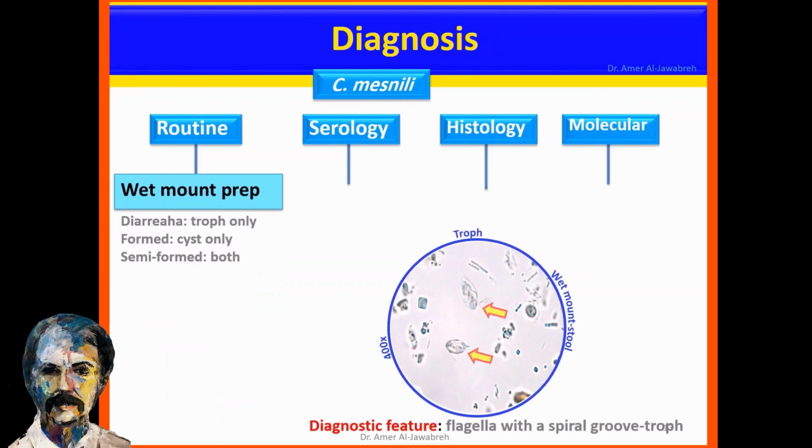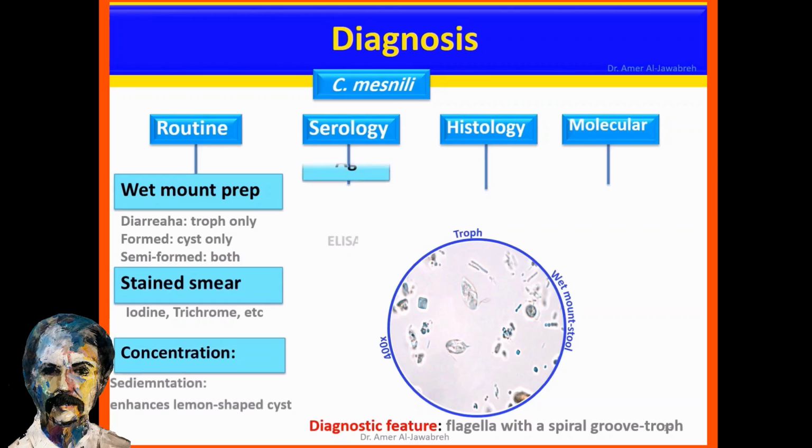Diagnosis. Usually wet mount, and wet mount with iodine and saline. Saline so that we can see the trophozoite moving. The diagnostic feature is a spiral groove around. In diarrhea, trophozoite only. In formed stool, you can see the cyst. Semi-solid is in between both. This is in 80 or 90% of the cases.